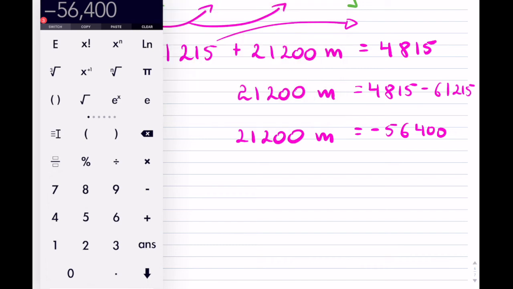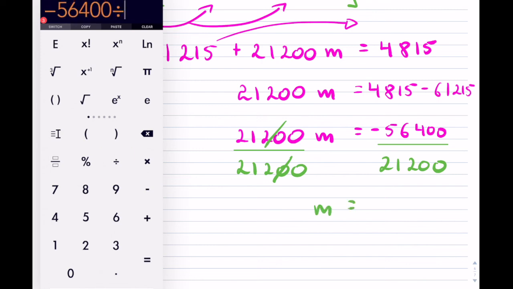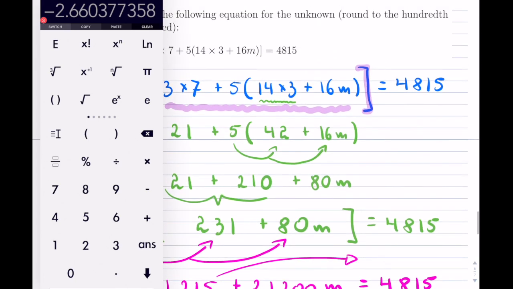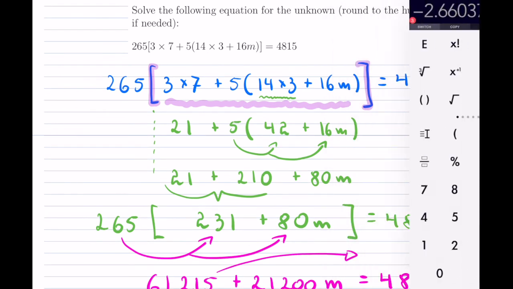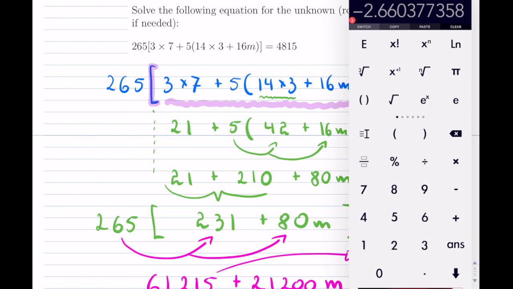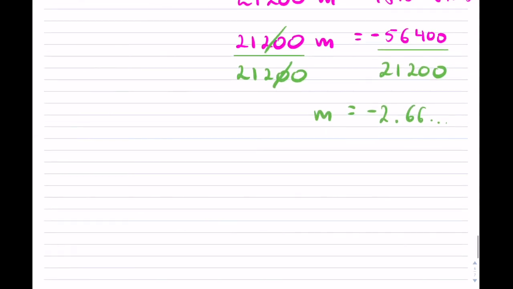And now finally, to get rid of this, I will divide both sides. So that cancels, and I have my answer. I can finally just divide. It will be negative, so negative 2.66 and so on. I did have to round. Let's just double check here. Round to the 100th. So we have 2.66, there's a 0 there. So actually, that will be the answer.